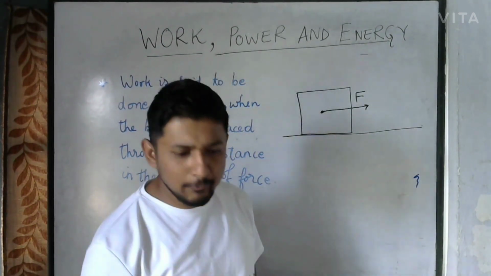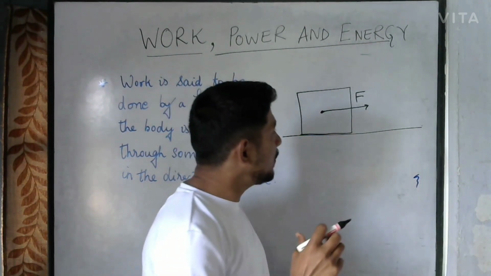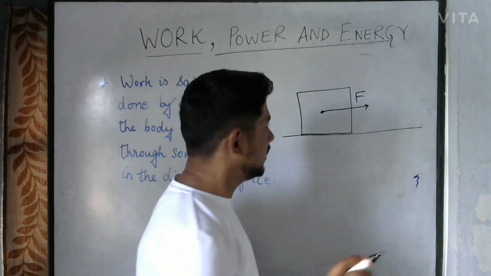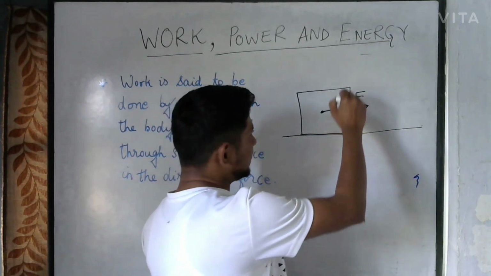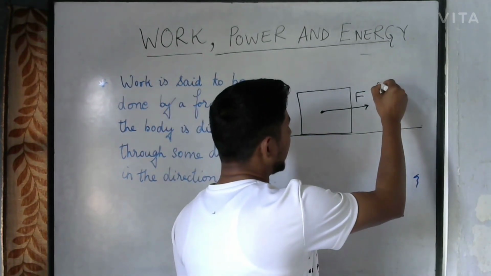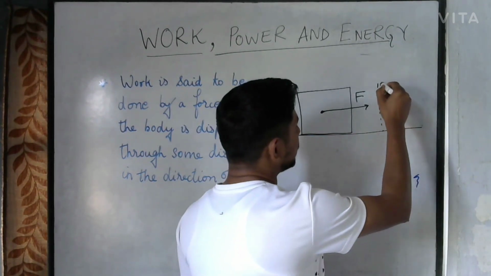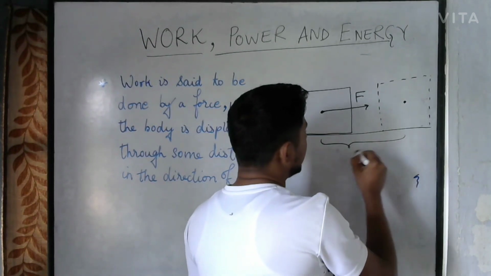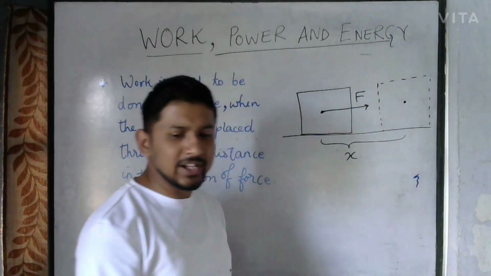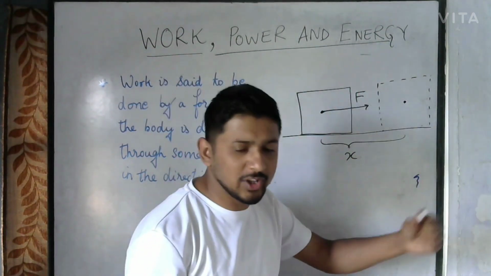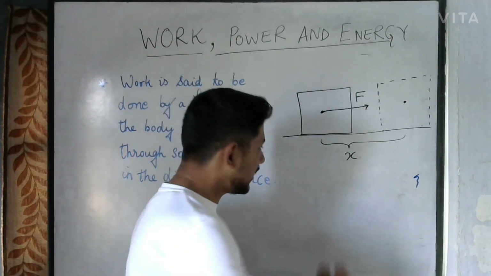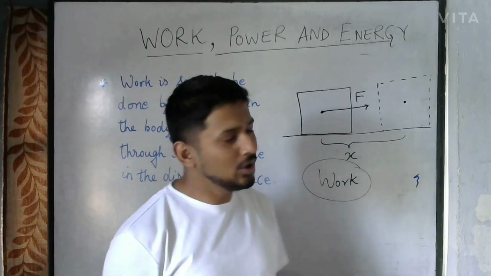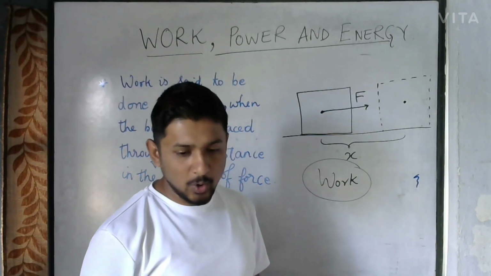Now, the moment I apply force, if that force produces displacement, that means an object was initially in this position, and after some time that object moved to this position. That means there is a bit of displacement. When I apply force to produce a bit of displacement, that situation is known as what? Work. जो चीज तुम कर रहे हो, उसी को मैं बोलता हूँ work. I hope this is clear to all of you.